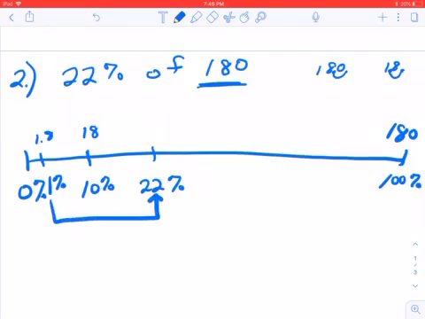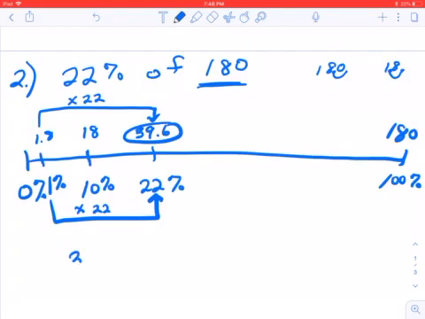Now that I have 1%, I can find any percent I want to. So think about it. 1 times what gets me to 22? Obviously, times 22. So now I'm going to do the same thing to 1.8 to find the missing number here. 1.8 times 22 is going to get me to my answer. So go ahead and use your calculator. I'm going to do the same. All right, so 1.8 times 22 comes out to 39.6.